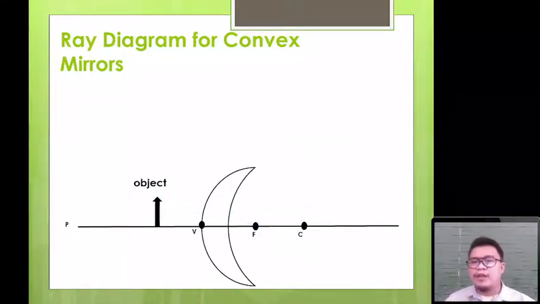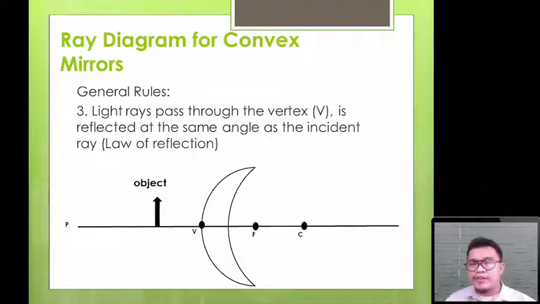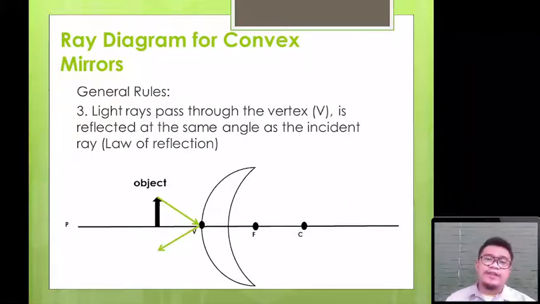Now for rule number 3, it's just the same. Light rays passing through the vertex are reflected at the same angle as the incident ray, which is of course the law of reflection in this case. So assuming that we did it carefully, the reflected ray also has the same angle as that of the incident ray.